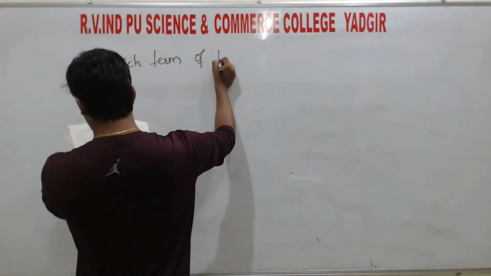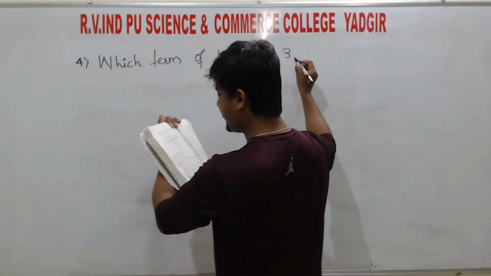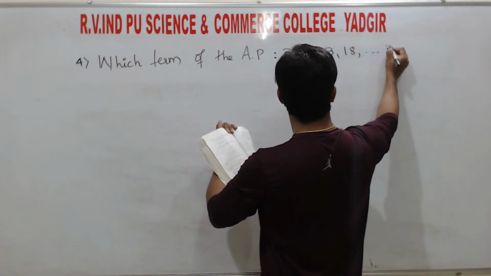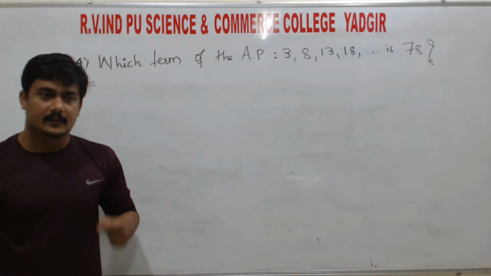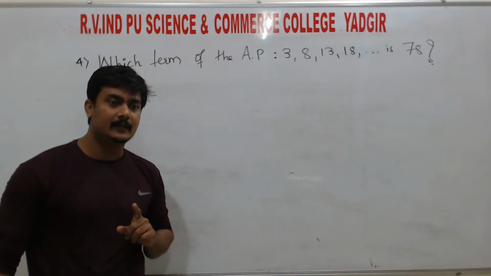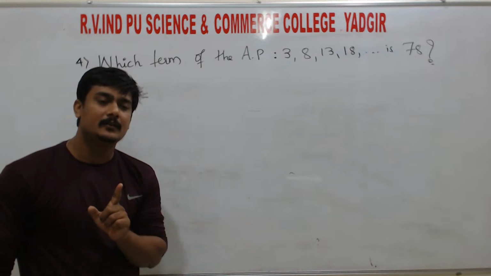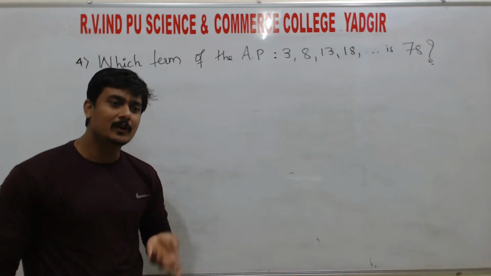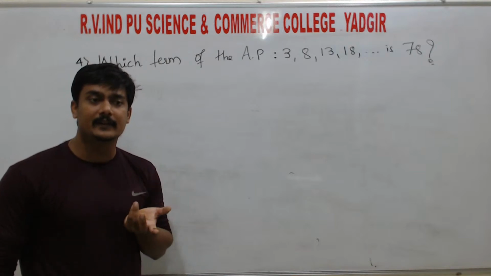Which term of the AP 3, 8, 13, 18, and so on is 78? This is the question. Okay. So I will solve this problem, and a problem of similar nature I will give you as homework. You need to attempt it. Always remember the key point to score 100 out of 100 in mathematics is practice. Practice more and more problems. That gives you a lot of confidence. It will boost the confidence level in you.